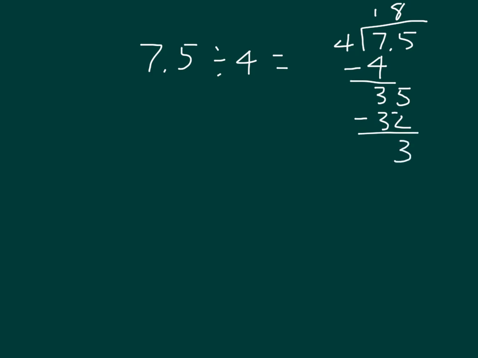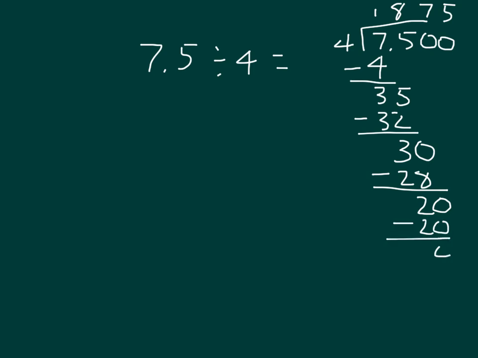I add a 0 and drop a 0. 30 divided by 4 is 7, because 7 times 4 is 28. And 30 minus 28 is 2. Add a 0, drop a 0. 20 divided by 4 is 5. 5 times 4 is 20, and 20 minus 20 is 0. Standard algorithm shows me that the answer should be 1.875.